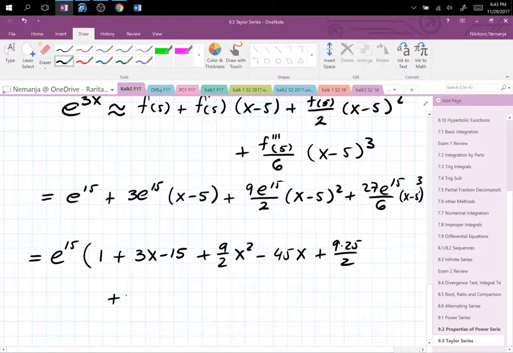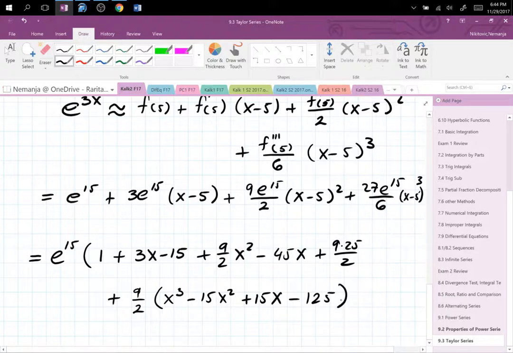Plus 27 and 6 canceled by 3, so you have 9 halves again. So 9 halves, e to the 15 is out, and you have the expansion of the cube now. The expansion of the cube inside is going to be x cubed minus 15x squared plus 15x, and then finally minus 125. 9 times 25, I didn't compute.